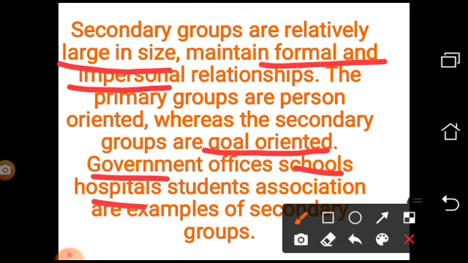So primary groups are person oriented. Primary groups give more importance to the persons, whereas in secondary groups the persons are not important, because they are talking about the group, or it's about being goal oriented. Okay, a particular goal will be there in the secondary groups, and they need to achieve that goal, and that is why they do not give much importance to the persons, but they give more importance to the goal, how to achieve it, like government offices, schools, hospitals, like that.